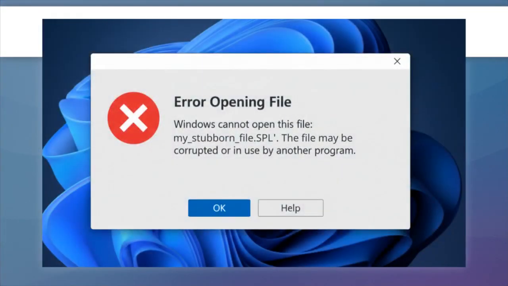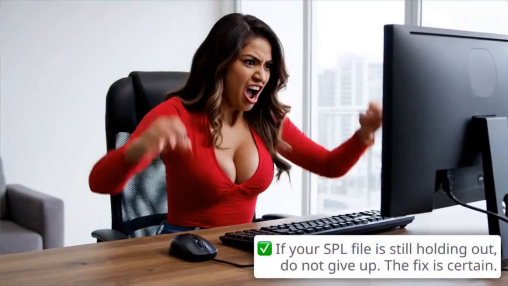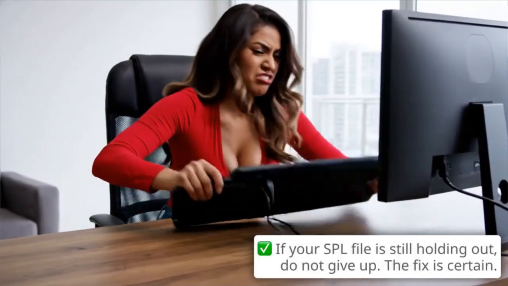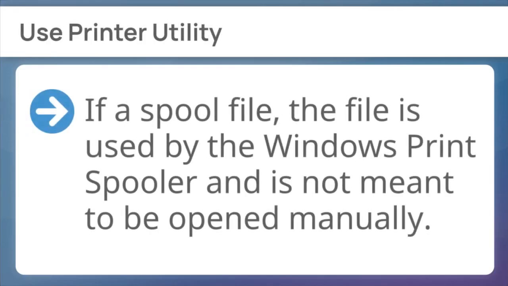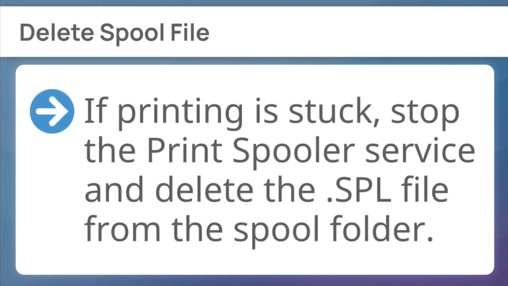If you still cannot open your SPL file, that is okay. A format as specific as SPL will always reject general methods. We must verify these key parameters on our checklist before attempting a guaranteed solution. First, use Flash Player. If a Flash file, use the Adobe Flash Player Projector or Debugger from Adobe's archival page. Next, use Printer Utility. If a spool file, the file is used by the Windows Print Spooler and is not meant to be opened manually. Finally, delete spool file. If printing is stuck, stop the Print Spooler service and delete the SPL file from the spool folder.